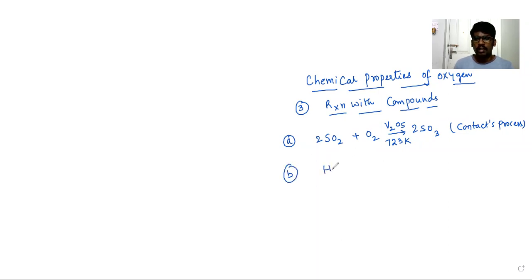Similarly, when it reacts with HCl plus O2, which gives you Cl2 plus H2O in the presence of a catalyst called copper chloride catalyst at 700 Kelvin. HCl has been oxidized to chlorine. If you balance it here, 4HCl. This process is called Deacon's process.